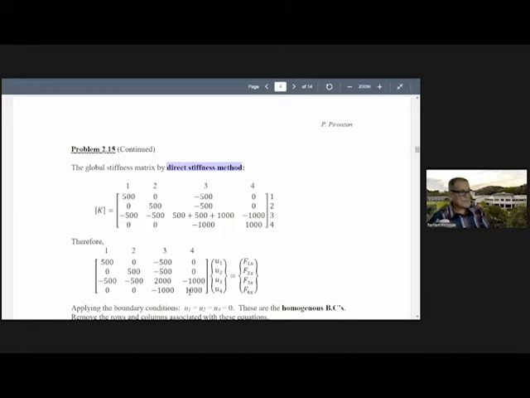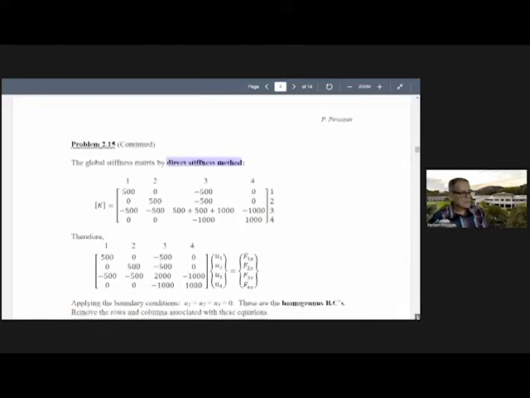The next step is to apply boundary conditions. The problem is not defined yet here. You see, we still don't know what forces are applied to what nodes and how we are fixing this. So it's not defined. Time to apply boundary conditions.